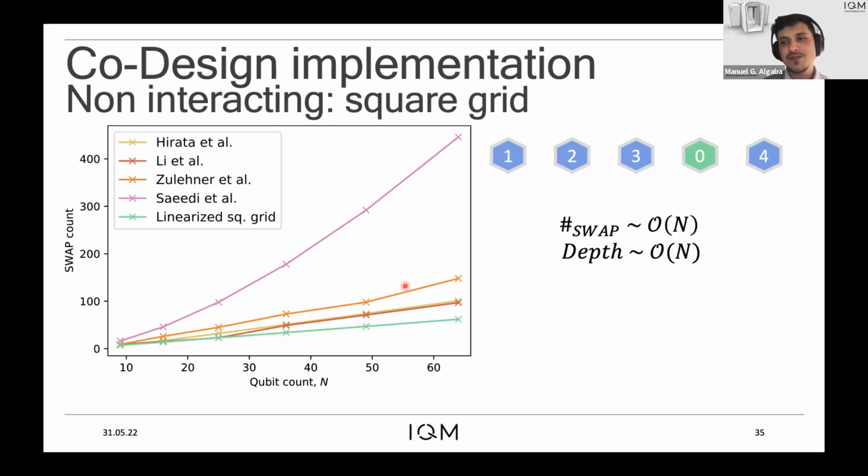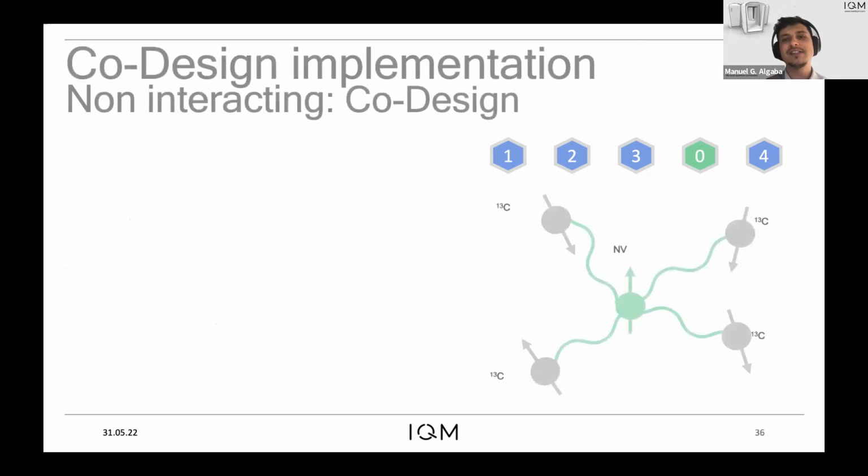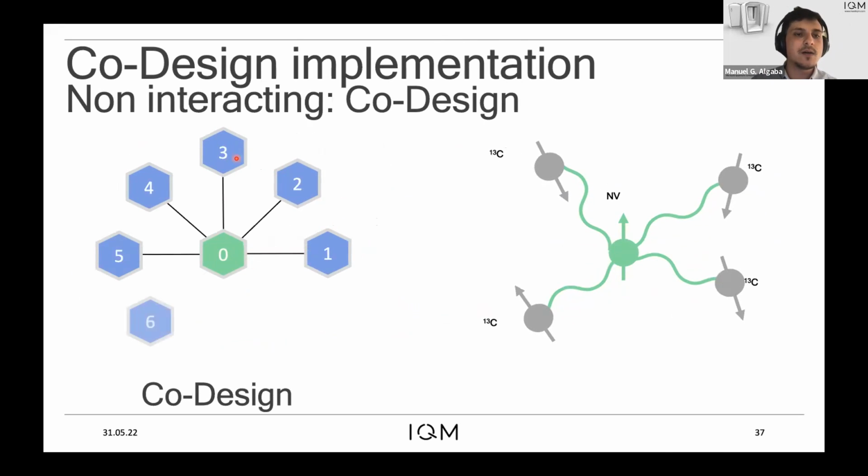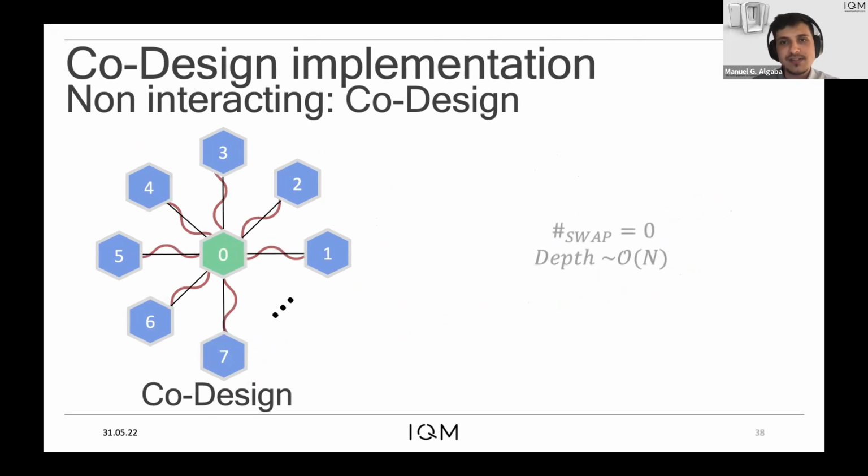Now we said, okay, now we are good to compare this against a more co-design approach. So we said, let's try to resemble this structure on our chip. This is kind of a central spin problem. So just place one central qubit and surround it by all the qubits representing the nuclei. The central one will be representing the NV center. So this way we can do all the interactions here, and we need indeed 0 swaps.